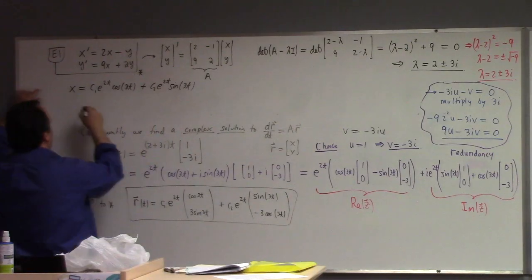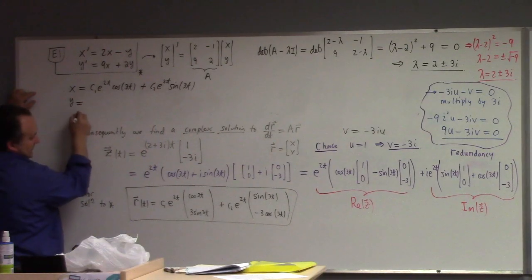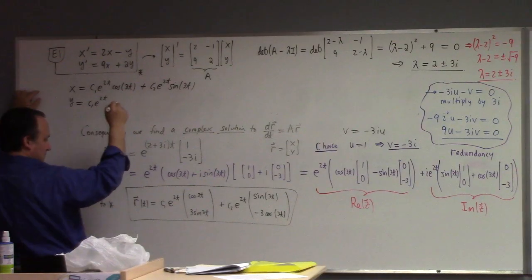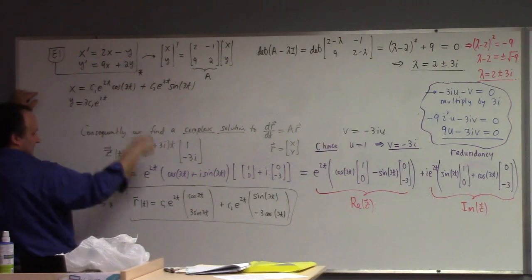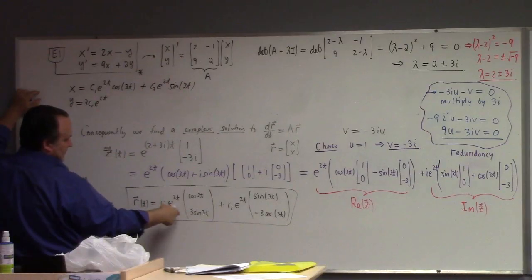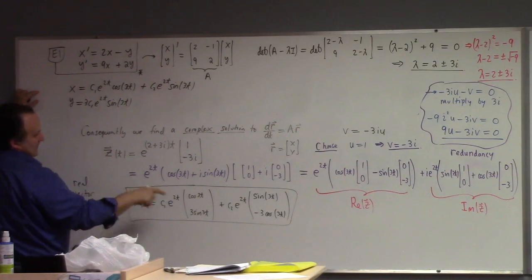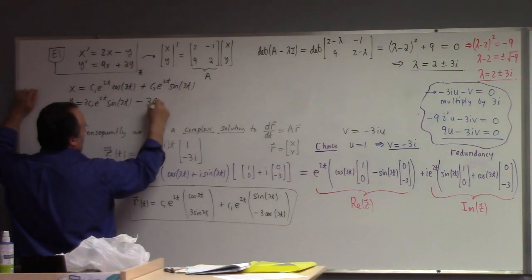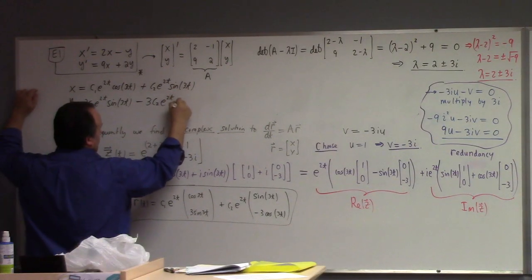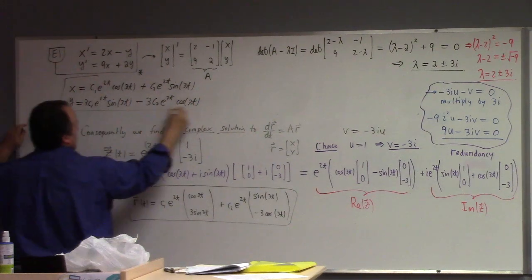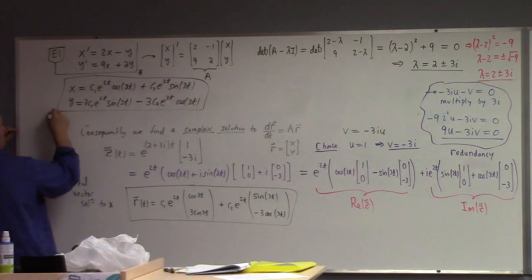All right, and y is equal to c1 e to the 2t sine 3t. Wait a minute, there's a 3 here, right? 3 c1 e to the 2t sine 3t and minus 3 c2 e to the 2t cosine 3t. So there you go. There's the real scalar solution.